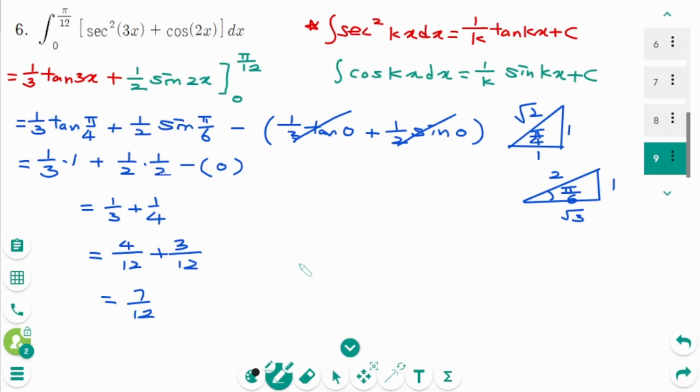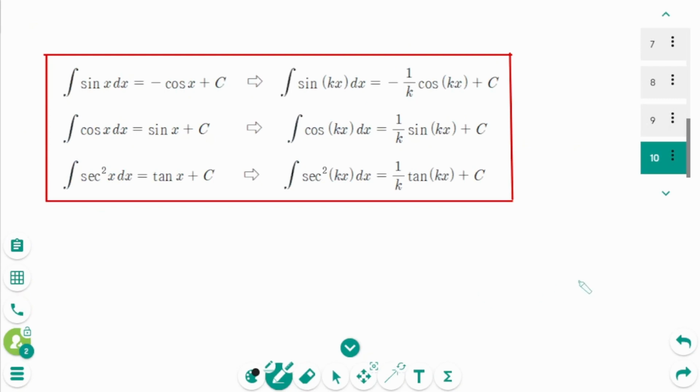How about it? The more complex the integral problem, the more enticing the shortcut. Let's summarize the 3 shortcut formulas we learned today.